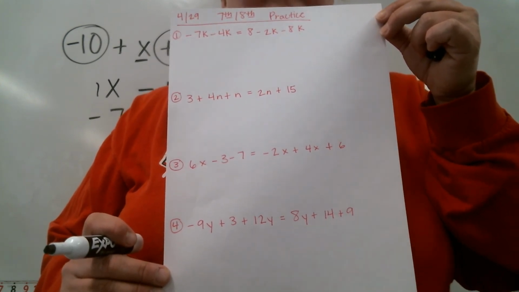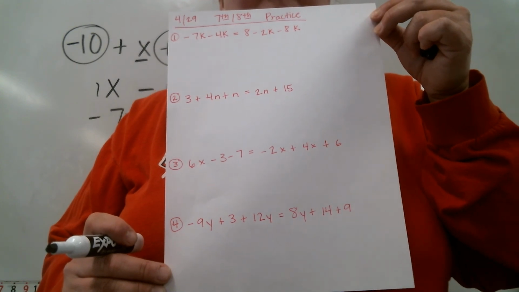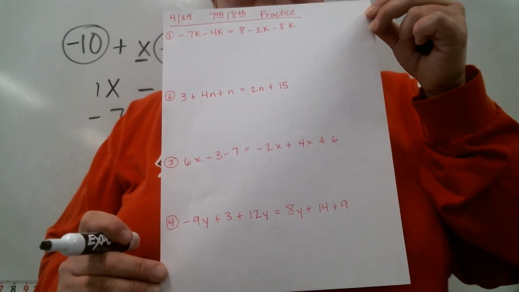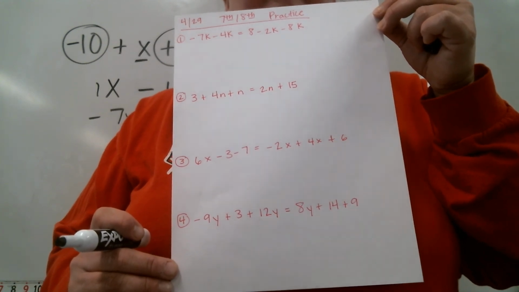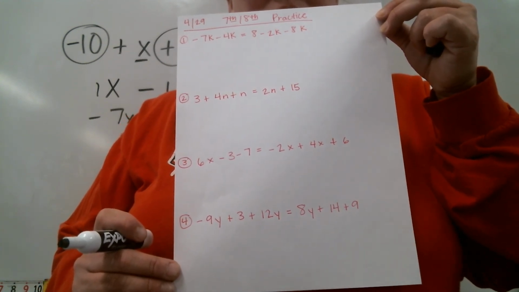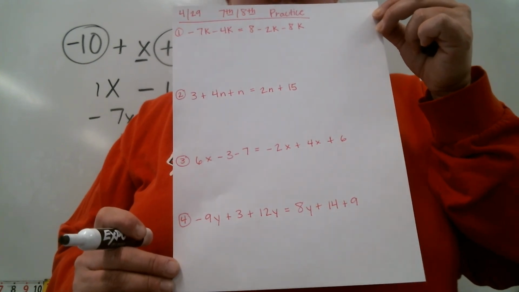Okay, these are just like the ones that we just did. Separate the problem, look at both sides, combine the like terms that are together on one side, and then take care of the variable if you have a variable on both sides. These are all just like the ones that we just did.